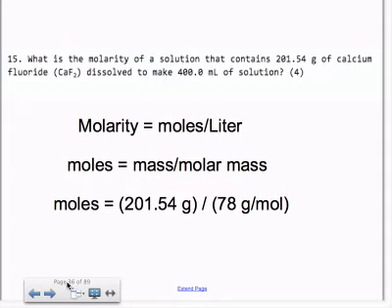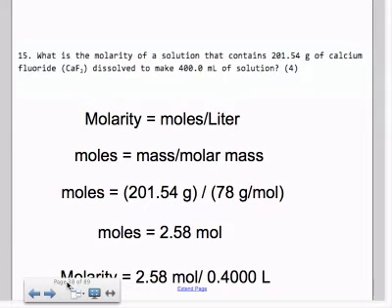So the number of moles is the 201.54 that we were given, divided by 78 grams per mole. That's the mass of a calcium and 2 fluoride ions put together. Divide that out. It's 2.58 moles of calcium chloride, or calcium fluoride rather. And that 2.58 moles is dissolved in 0.4 liters. 400 milliliters is 0.4 liters.